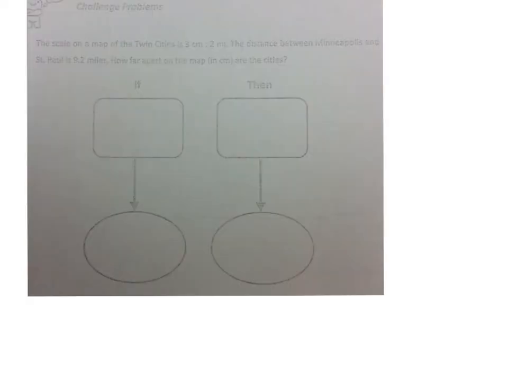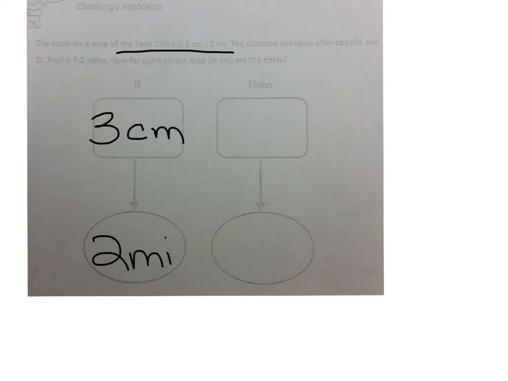All right, the next one's a challenge problem, although I'm not quite sure why it's a challenge because it doesn't seem that difficult. It says the scale on a map of the Twin Cities is 3 centimeters to 2 miles. The distance between Minneapolis and St. Paul is 9.2 miles. How far apart on the map in centimeters are the cities? So I'm just going to start and go, well, there's my ratio. 3 centimeters is to 2 miles. That's my scale. So the top number will be 3 centimeters. The bottom number will be 2 miles. And then obviously the labels are going to be the same on the other side.